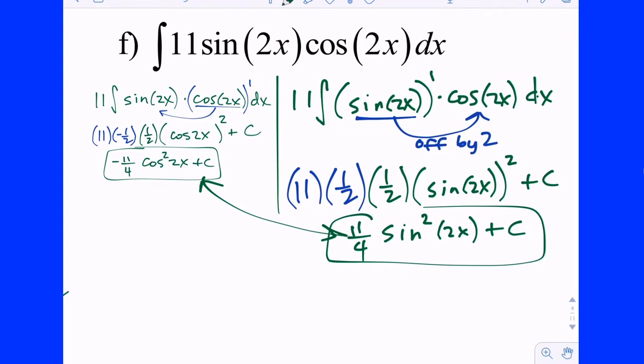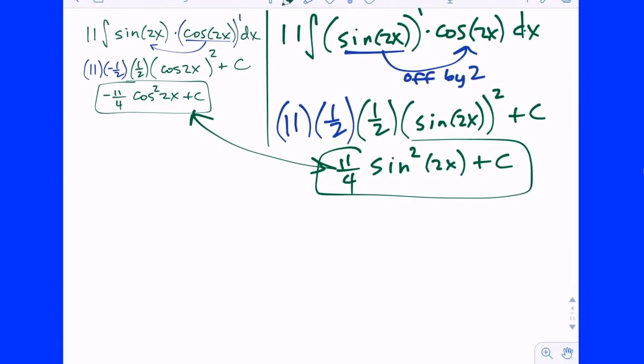Can we prove that these two are equivalent except for possibly a constant? Sure we can. Let's see. Let's start with this one here. I need to somehow change the sine squared into a cosine squared. Any ideas how to do that?